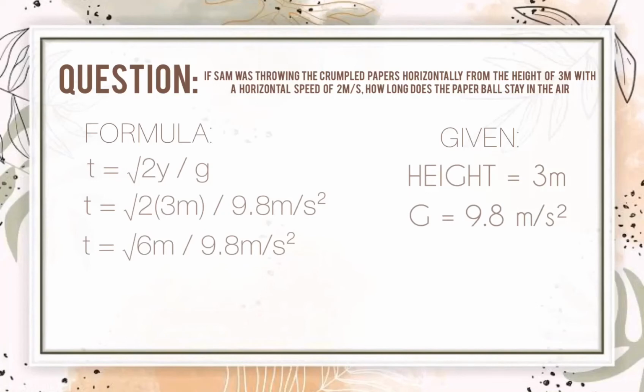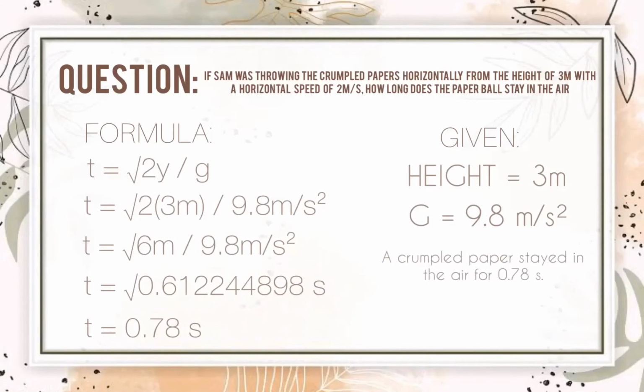Then divided by 9.8, the answer will be 0.612244898. Then its square root is 0.78 when rounded off. So the crumpled paper stayed in the air for 0.78 seconds.